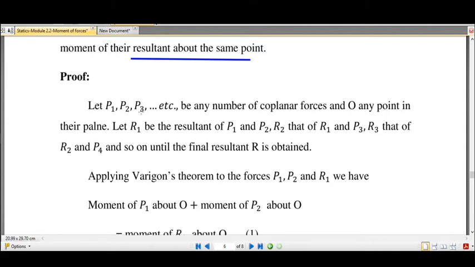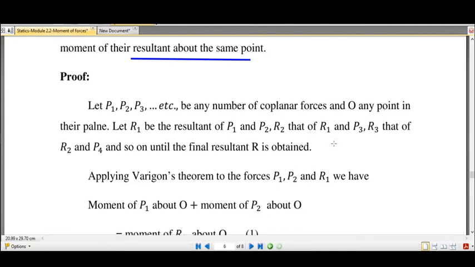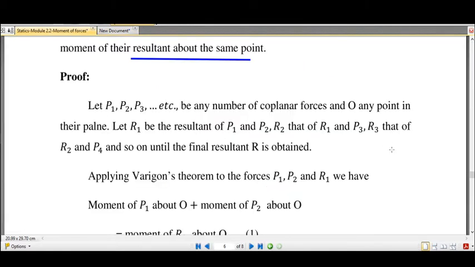So we take B1, B2 to be any number of coplanar forces and O to be any point in their plane. R1 is the resultant of B1 and B2, and R2 is the resultant of R1 and B3. R2 is the resultant of R1 and B3, and R3 is the resultant of R2 and B4, and so on until the final resultant R is obtained.